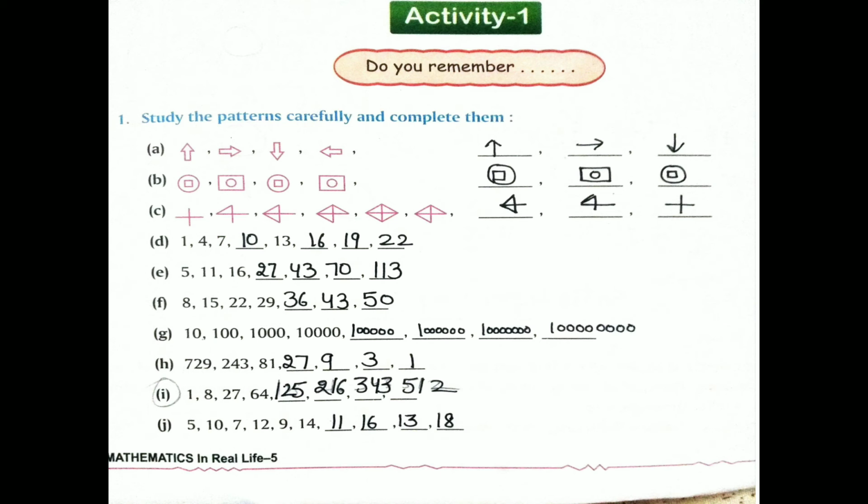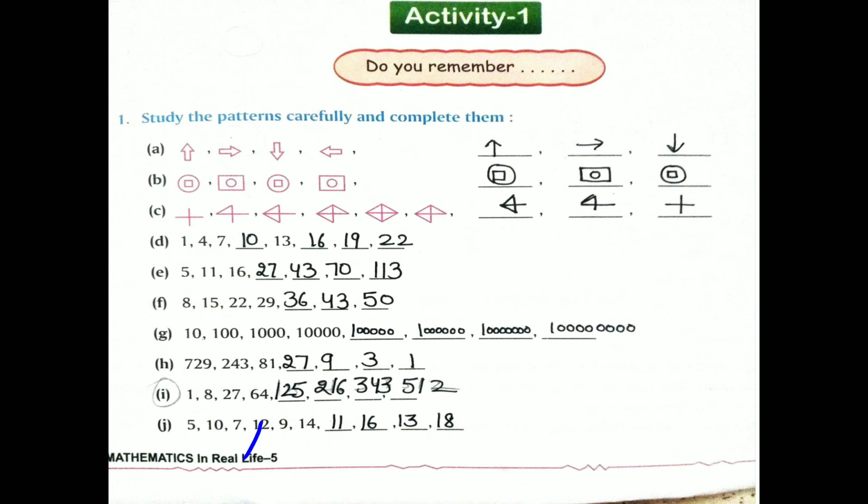Answer comes 125. Then 6 you have to multiply 6 into 6 into 6. Then 216 comes. Then 343 you have to multiply. How? 7 into 7 into 7. Then 8 you have to multiply 3 times. Answer comes 512. Clear?